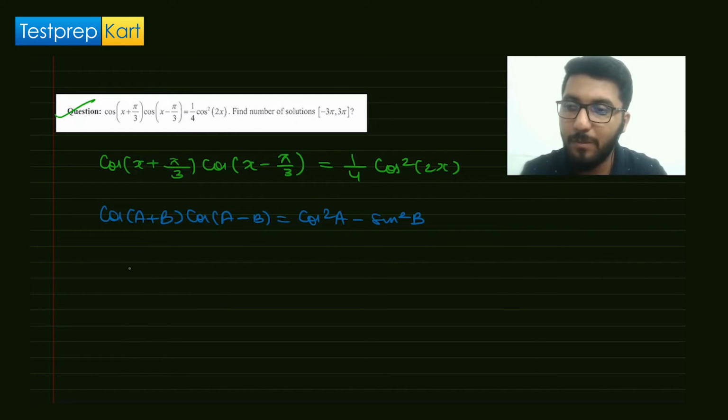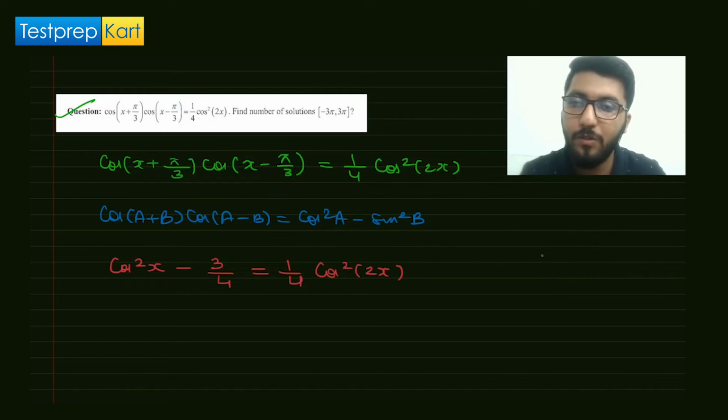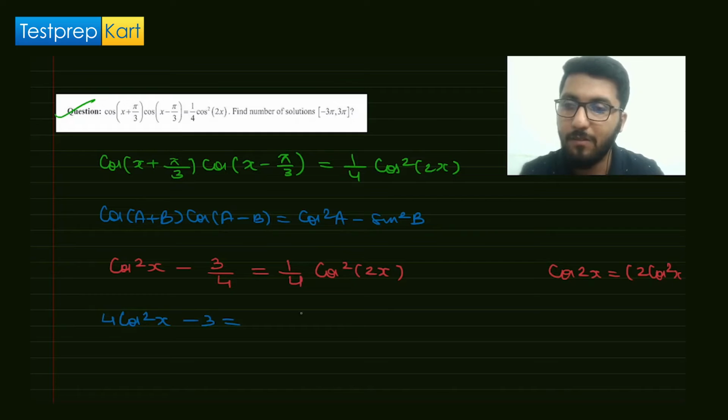So the left hand side will become cos square x minus sin square pi by 3. We know that sin pi by 3 is sin 60, and sin 60 is root 3 by 2. So this will become 3 by 4, equal to 1 by 4 cos square 2x. Now do we know that cos 2x is equal to what? 2 cos square x minus 1, right? So let us multiply by 4. So 4 cos square x minus 3 equals cos square 2x, which we write as 2 cos square x minus 1 whole square.